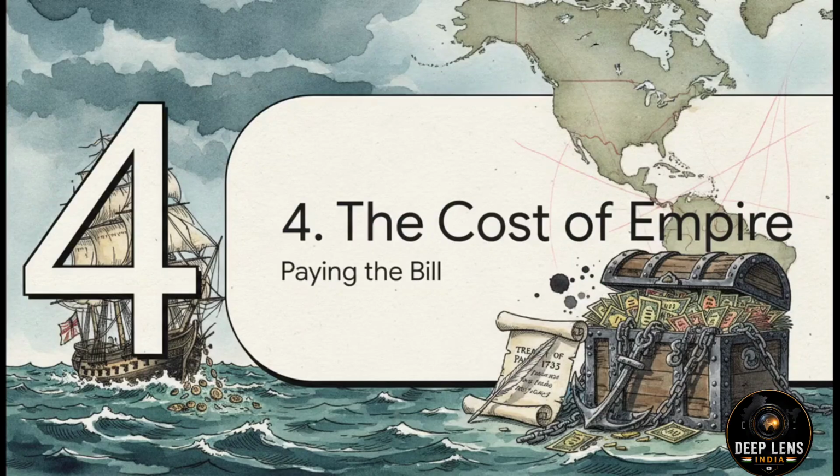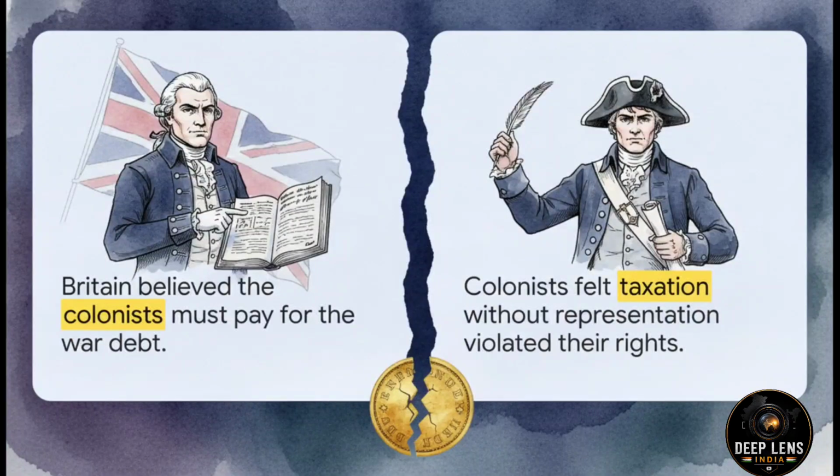Section 4, The Cost of Empire. So, the British Empire is victorious, right? But they are waking up to a massive financial hangover. Somebody had to pay the bill. This financial burden ended up splitting the empire's ideology right down the middle.